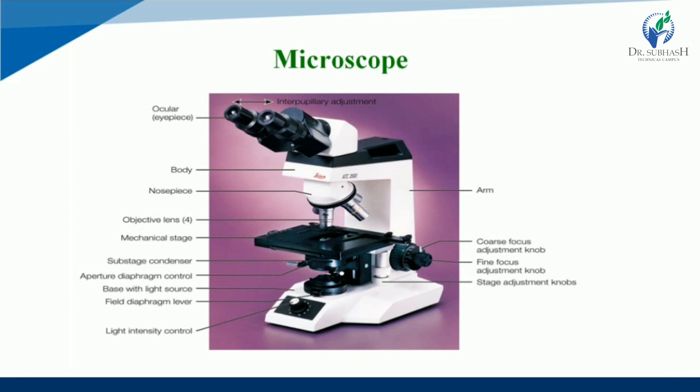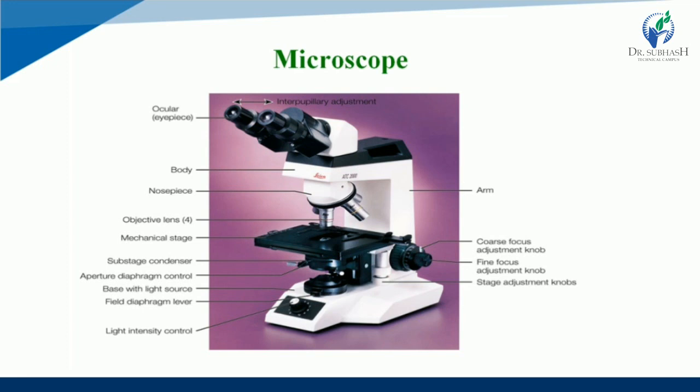Next one is condenser that is present above the aperture diaphragm. So what is the condenser or what is the role of condenser? It is fixed between mirror and stage, and it concentrates or focuses the light rays on the object. And what is the role of condenser? It concentrates the light rays on the objects.